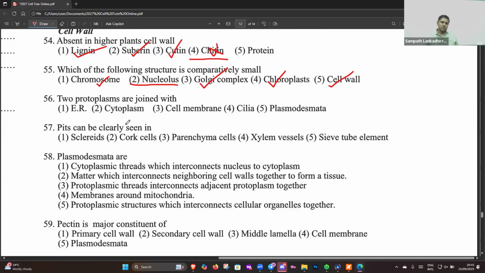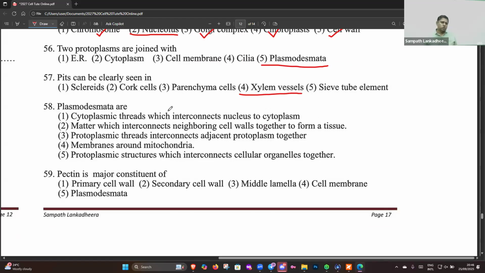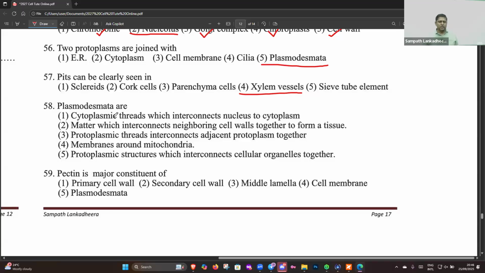Two protoplasts are joined with, we know that, plasmodesmata. Pits can be clearly seen in xylem vessels, but we didn't discuss it yet. Upcoming lesson, people, you're going to learn that. Plasmodesmata are cytoplasmic threads which interconnect the nucleus? No.